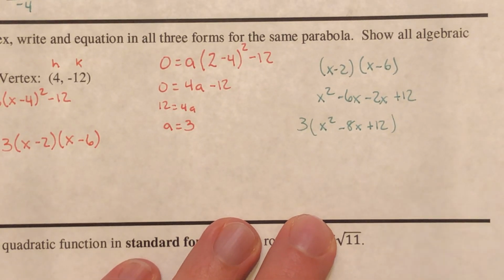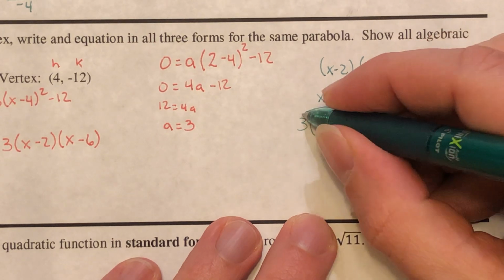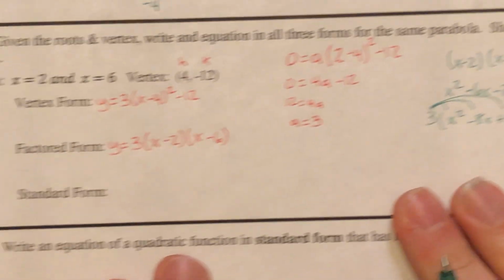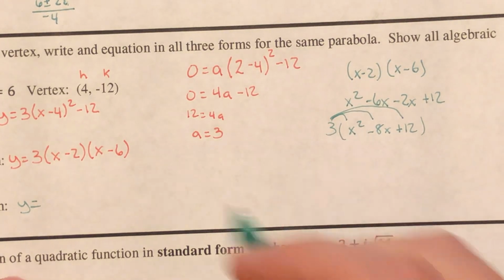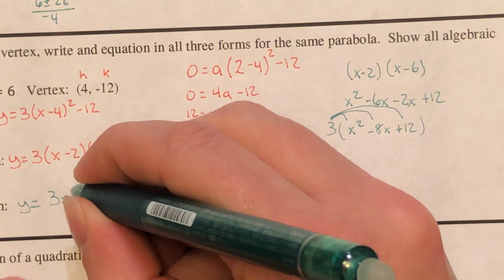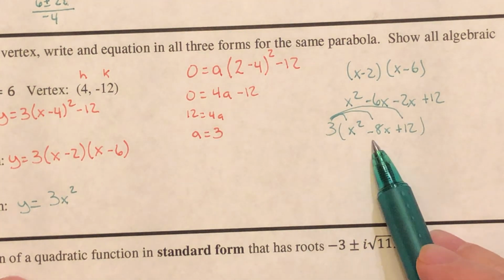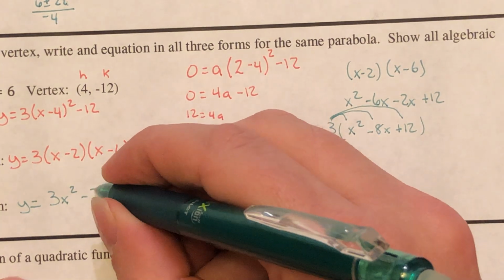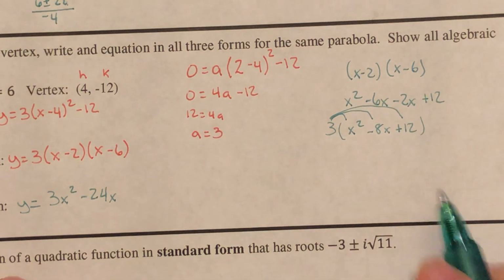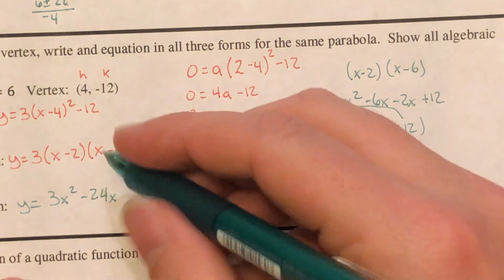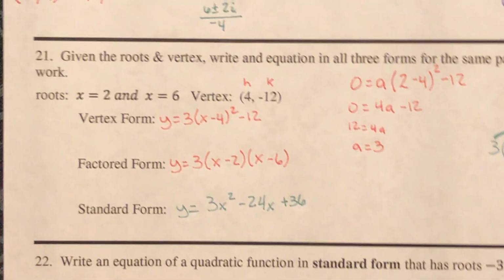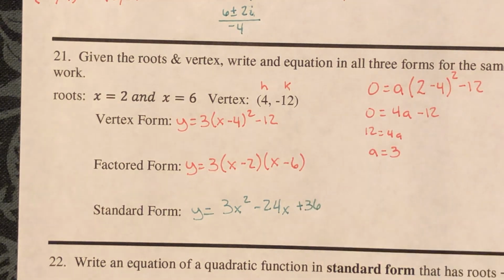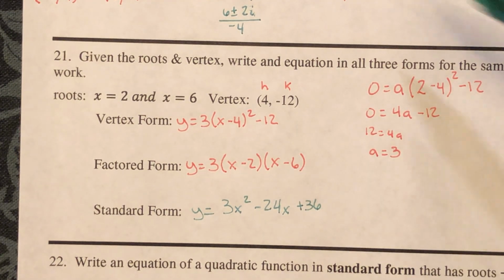When I multiply that 3, it needs to distribute to all parts of this. So I end with y equals 3 times x squared is 3x squared. 3 times negative 8x is going to be minus 24x. And 3 times 12 is going to be plus 36. So there I have my 3 different forms for those roots and that vertex.